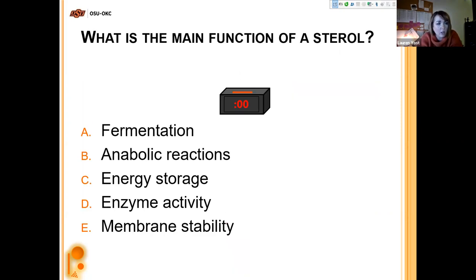So this question is asking, what is the main function of a sterol? It's not for fermentation. It has nothing to do with anabolic reactions or energy storage or enzyme activity. We are talking about sterols and what they do for our membranes. That's the membrane stability and strength.